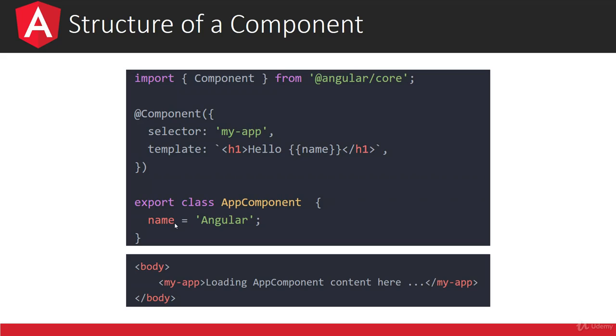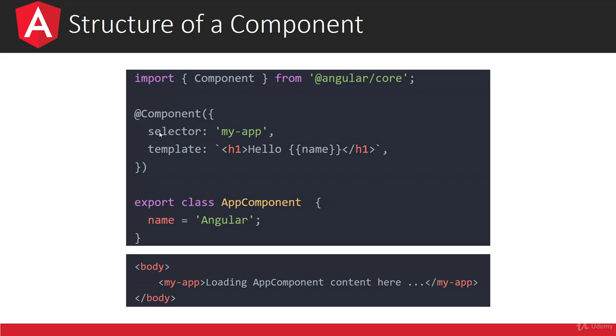Okay, and inside here we have one property called name, and it's set to a string of Angular. Now, in addition to the class, we have something called a decorator. That's what this @Component thing is. This is a decorator that can add metadata or special information to your component, and this is part of TypeScript.